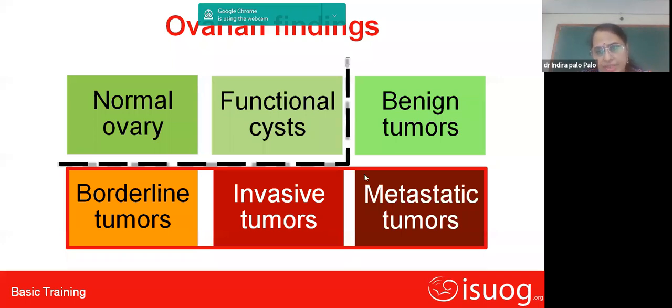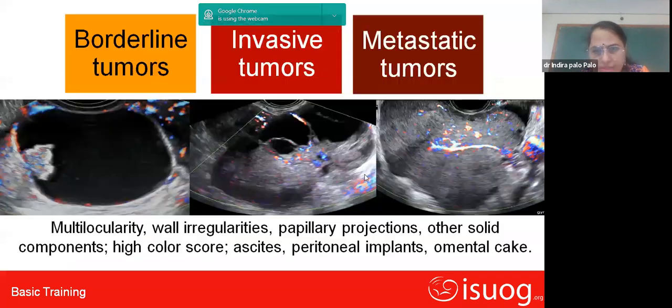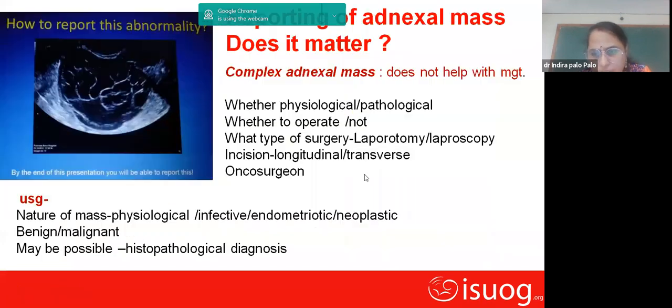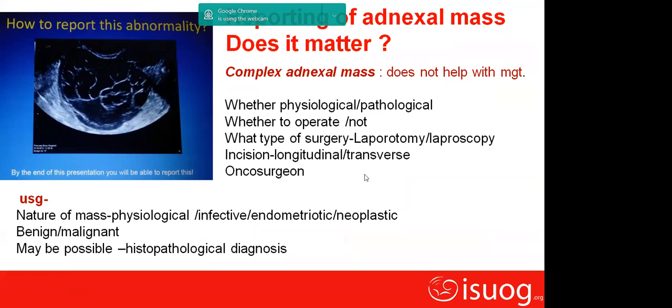So we have already discussed what a normal ovary looks like, what a functional ovary looks like, what are the benign tumors of the ovary and what are the non-ovarian benign tumors of the adnexa. Now we have to discuss borderline tumors, invasive tumors, and metastatic tumors. And when we have such ultrasonogram pictures on our ultrasound table, it is really difficult to report this type of adnexal mass.